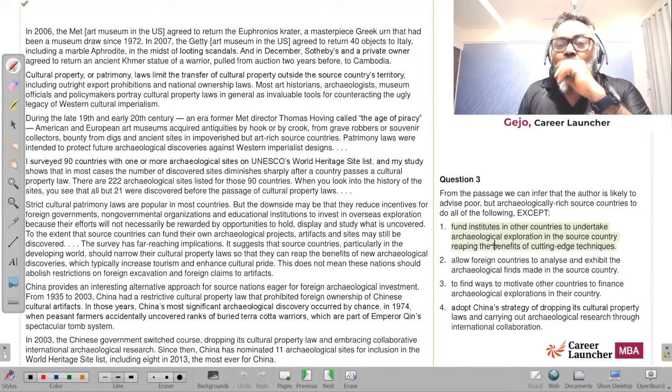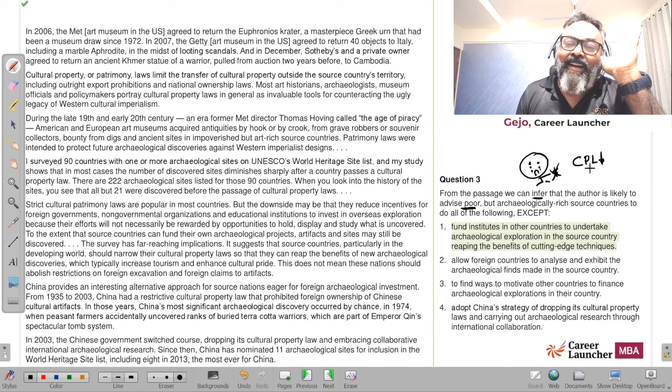From the passage, we can infer the author is likely to advise poor countries. What is the author's advice to the poor countries? We need the author's advice because they don't have any money. The author has already given advice: reduce your law, incentivize others to come to your country. Okay.